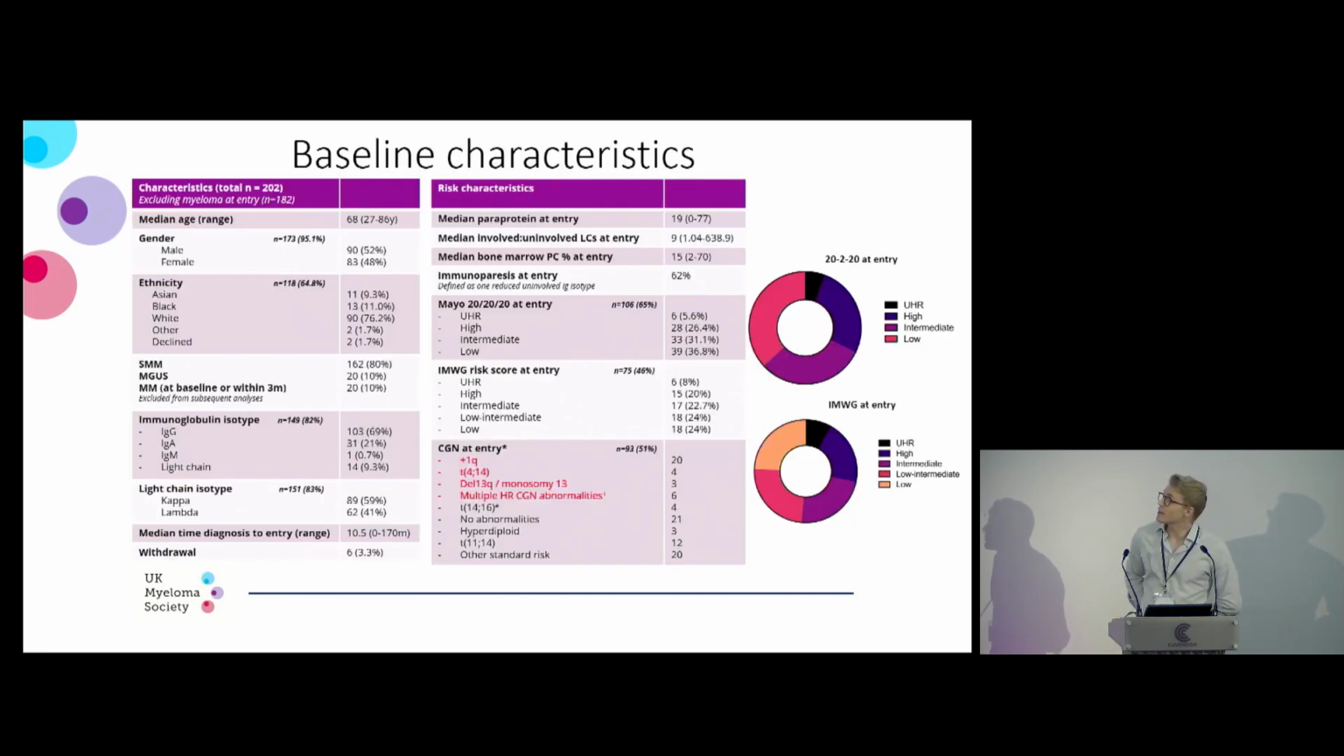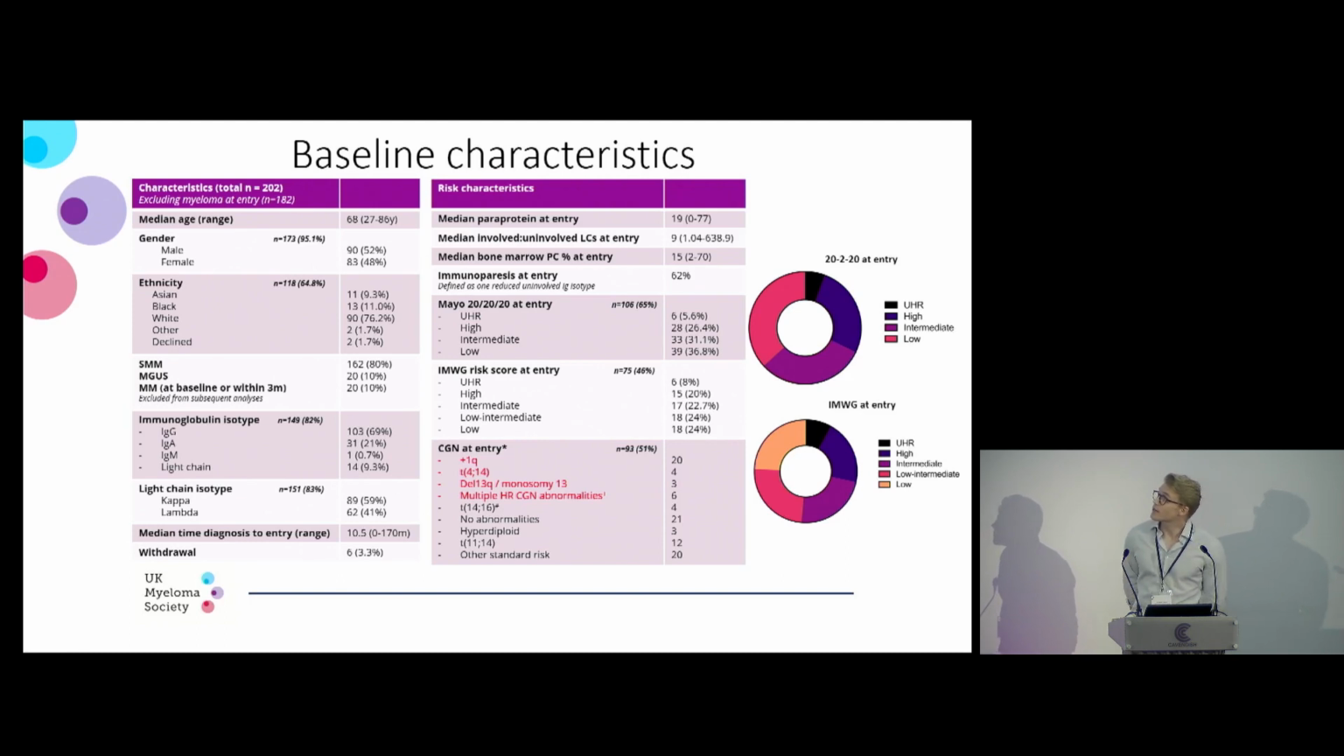So first off, looking at the baseline characteristics, in September 2023, we had recruited a total of 202 patients, 20 of whom had myeloma based on initial investigations, so were excluded from the remaining analyses. The data overall is pretty consistent with what we might expect. I'll point out that we recruit anyone with a diagnosis of smoldering myeloma, so they can have that established diagnosis, and the median time from diagnosis to entry was 10.5 months. We have low rates of withdrawal.